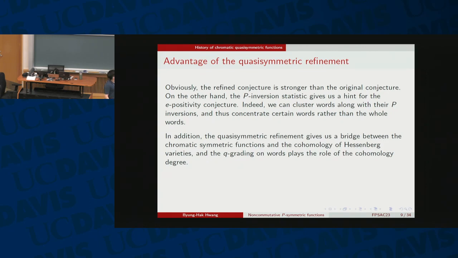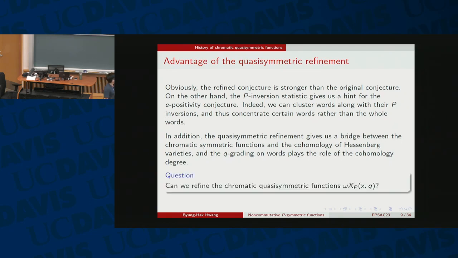In addition, the chromatic quasisymmetric function gives us a bridge between the chromatic symmetric functions and the cohomology of the Hessenberg variety. In this case, the q grading on the word plays the role of the cohomology degree in the Hessenberg variety. So this naturally leads us to the following question. Can we further refine the chromatic quasisymmetric functions? And the answer is yes. I will explain how we achieve this refinement.